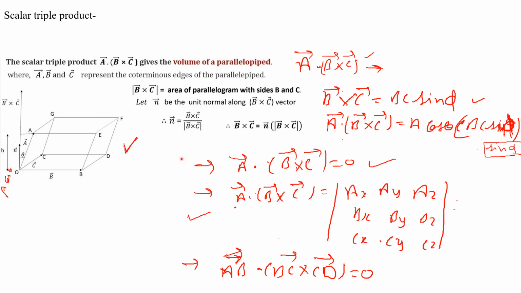So this is the scalar triple product. And we also see here, sorry, the magnitude of B vector cross C vector is the area of the parallelogram with sides B and C, and the value of n vector is like this. So this is the scalar triple product.